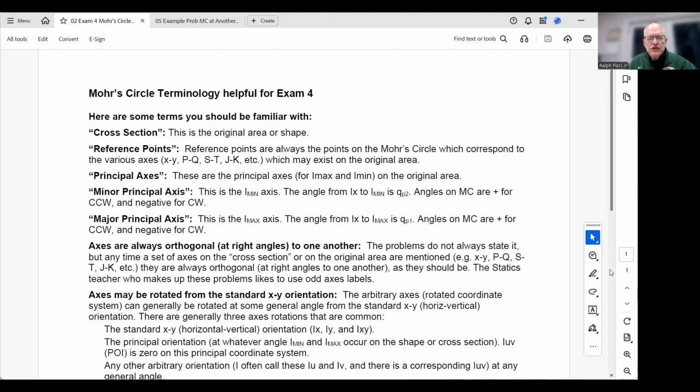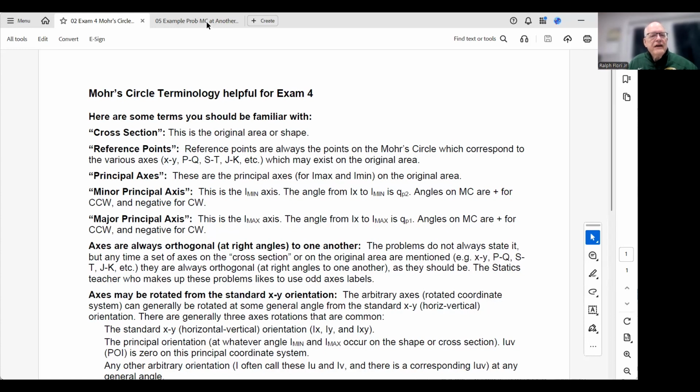So again, this is terminology you should be familiar with. Cross-section: this is the original area or shape, the actual beam itself, the area. Reference points: reference points are always the points on the Mohr circle which correspond to the various axes which may exist on the original area. You might see XY, PQ, ST, JK, LM, RS. Don't be confused by that.